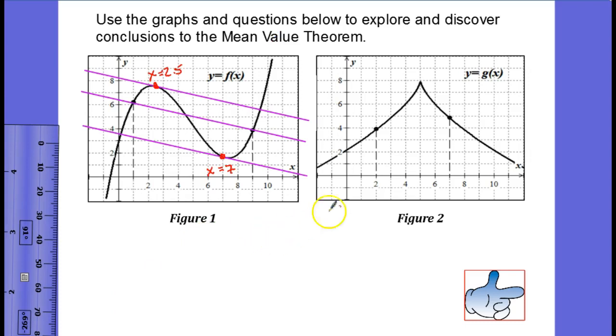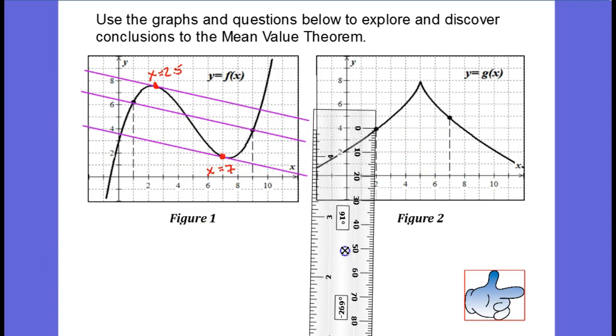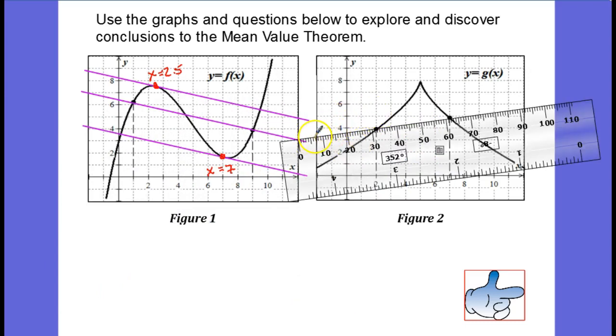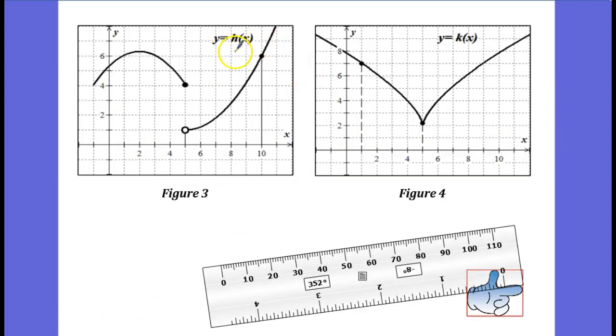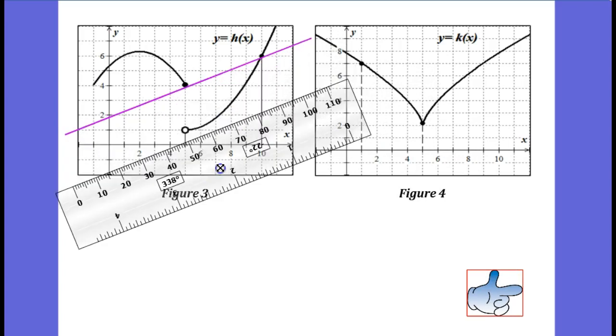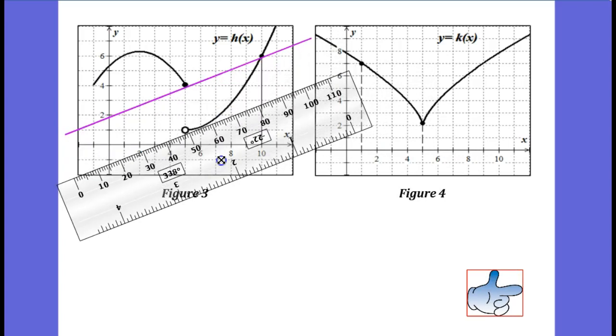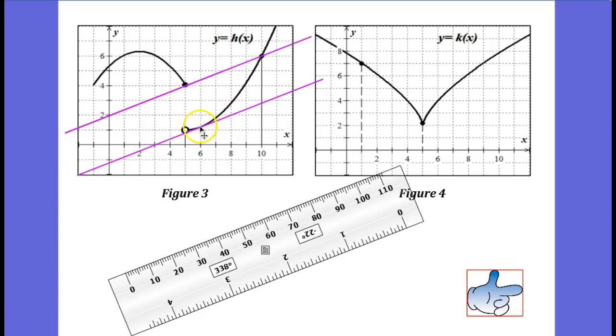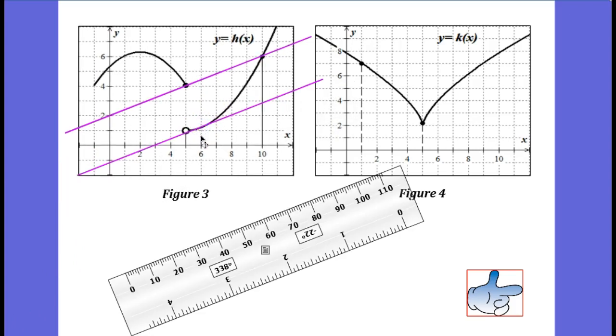Now let's go ahead and sketch the secant line for figure 2. And so start with our first point. We'll do this one in orange so we don't get it mixed up with the other function. Alright? Now for h of x, we have a function that is not continuous. So let's just see what we can do here in terms of secant lines. So there is a secant line, and so we can also draw a parallel tangent line. So let's do that. Now my tangent line looks to be tangent at x equals 6.